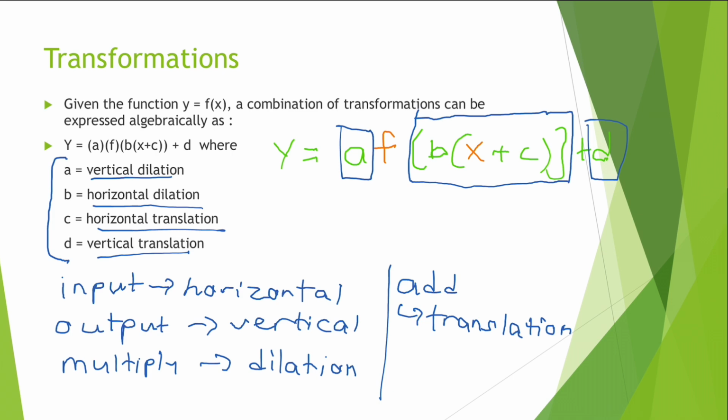And then you can very quickly recognize which is what. For example, if I ask you what C is in this case, without looking at this part, you'll see that it's something happening with the input, so it must be horizontal. And it is an addition, so it's a translation. So C is a horizontal translation. And if you look back over here, it is indeed a horizontal translation. Similarly, you can figure out the values of D, C, B, and A, and you'll be quite clear with them.